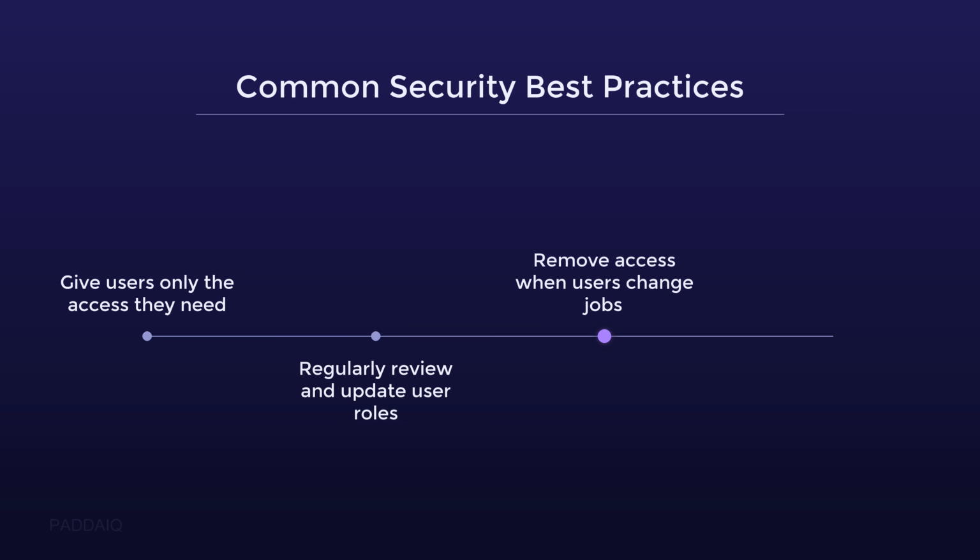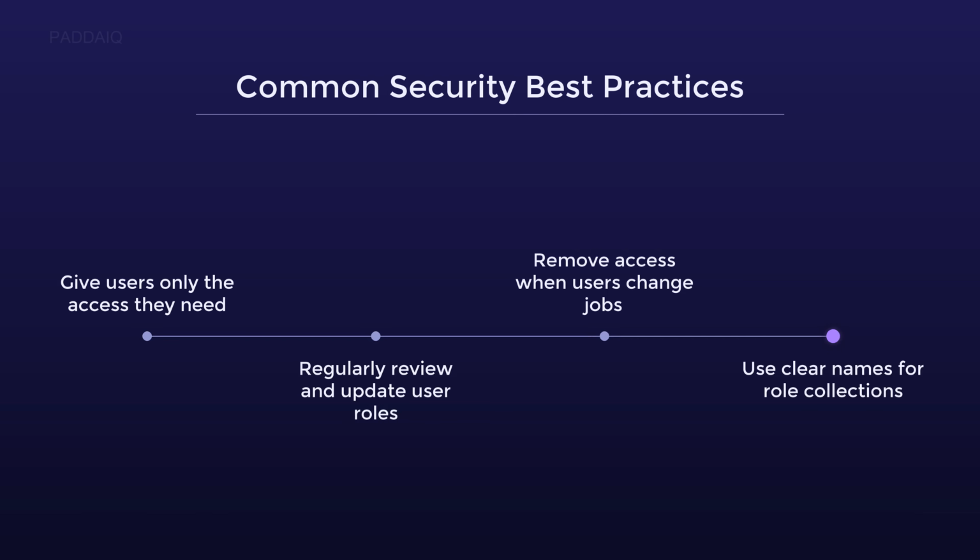Remove access when users change jobs. This means immediately revoking old system permissions when an employee's role changes. For example, if a developer moves to a marketing role, their access to code repositories should be revoked to prevent unnecessary risk. This principle, known as least privilege, is fundamental to maintaining a secure environment.